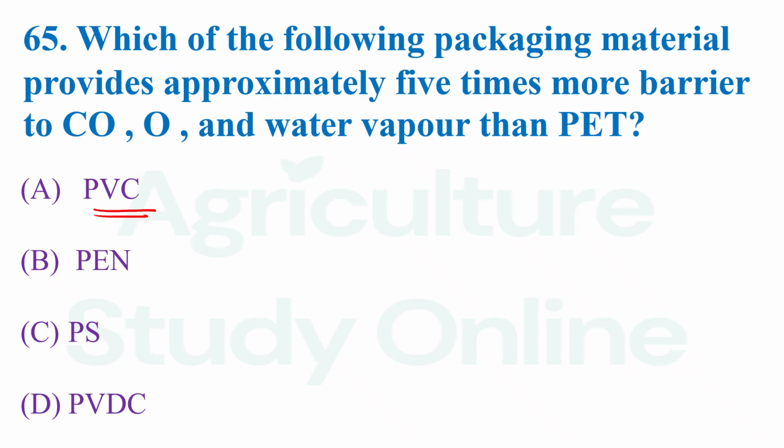PVDC. So it's a correct option over here. Since it's an excellent barrier to oxygen, carbon dioxide, and water vapor, and about 5 times better than the PET bottles. So over here, our correct option will be option number D, that is PVDC. It means it is having a dense barrier, higher protection property.